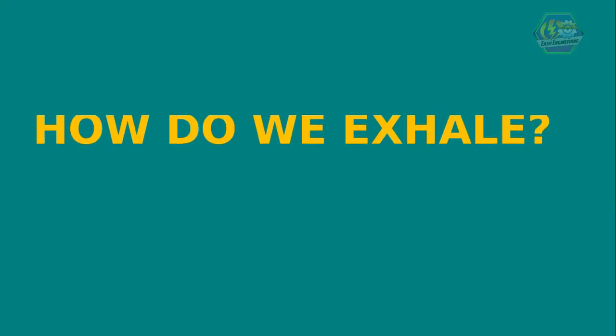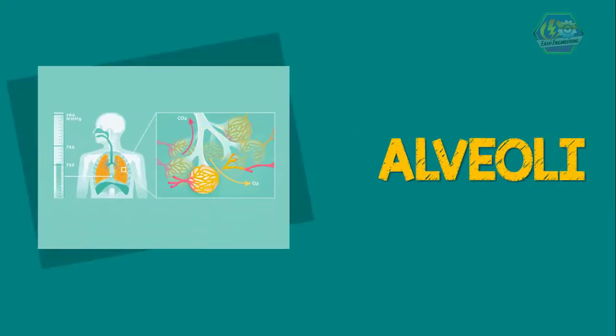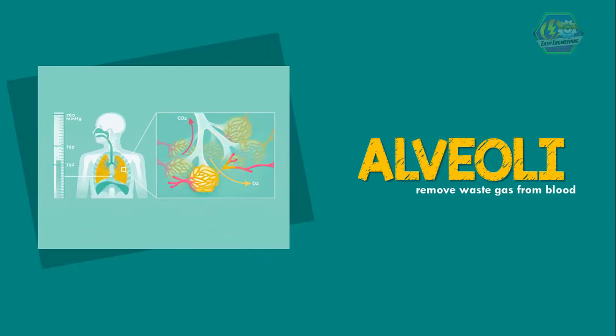How about breathing out? How do we exhale? One of the amazing things about alveoli is it helps to remove waste gas from blood. This is called carbon dioxide. Your diaphragm helps to push this air out and basically gets rid of the carbon dioxide out of your system, allowing you to breathe fresh air back in again the next time you take a breath.